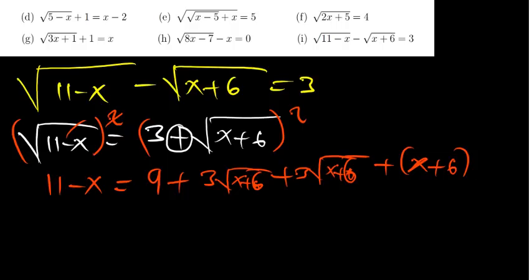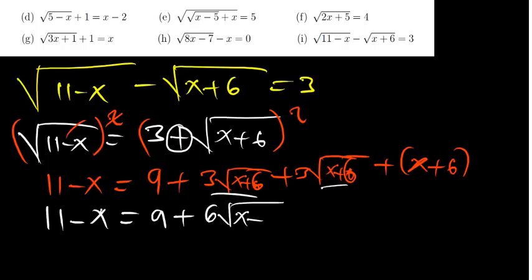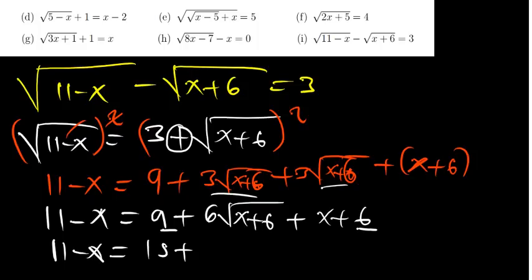So to simplify this, I'm going to say 11 minus x is going to be 9 plus these I can add. It's going to give me 6 root of x plus 6 plus x plus 6. Now I can clearly see here that I've got 9 here, I've got 6 here. I can add them. So it's going to be 11 minus x will be equal to 9 plus 6, which gives me 15. Plus I can put x here, then I have got plus 6 root of x plus 6.